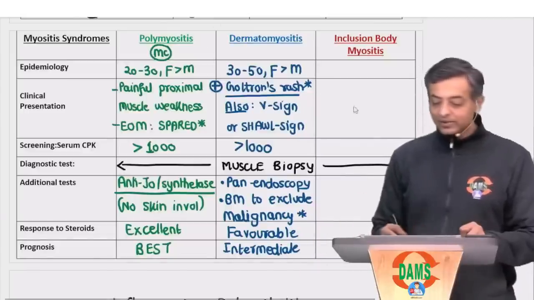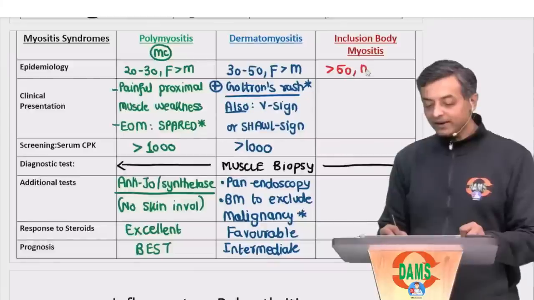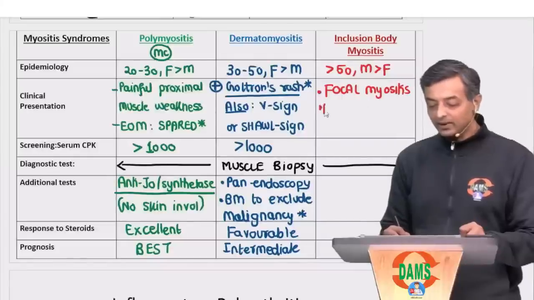Inclusion body myositis is the odd man out, the only myositis affecting males predominantly. It is a focal myositis. And the hallmark is distal more than proximal weakness.